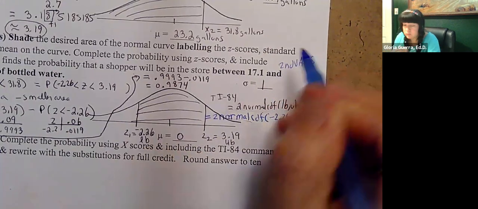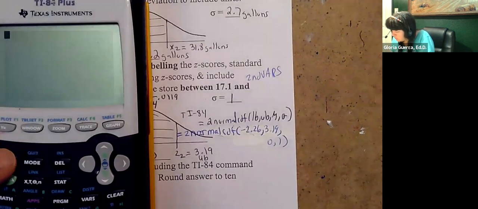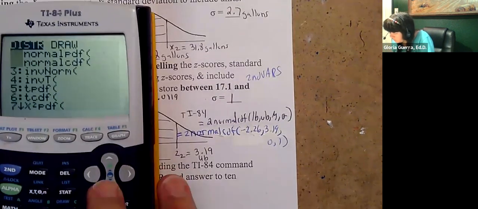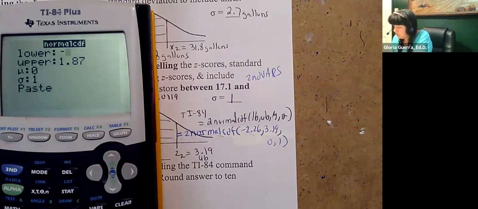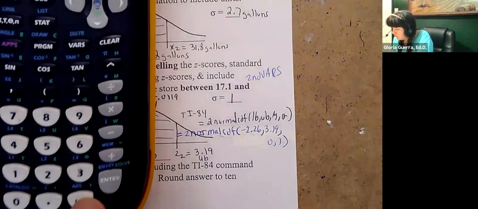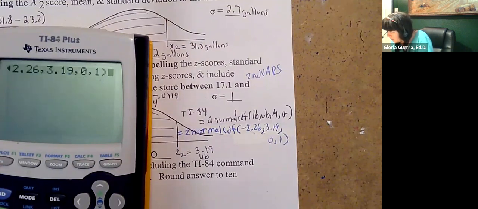Second vars, number 2. Lower bound is negative. So remember your negative is down here. Negative 2.26. And then upper bound is 3.19, 0, and 1.